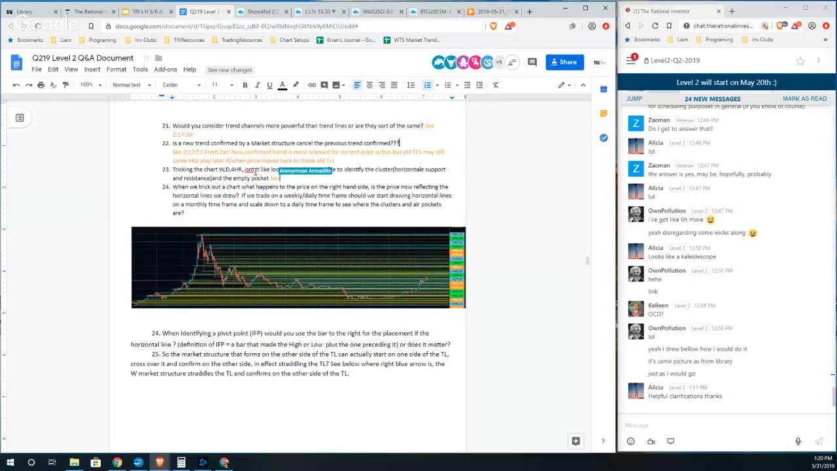And again, this is the whole thing. We don't want to really take a trade off of one reason. We would like to see horizontal support and resistance lines up with volume profile levels, which line up with moving averages, which line up with reload zones, i.e. multiple reasons to consider taking a trade. When we trick out a chart, what happens to the price on the right-hand side?